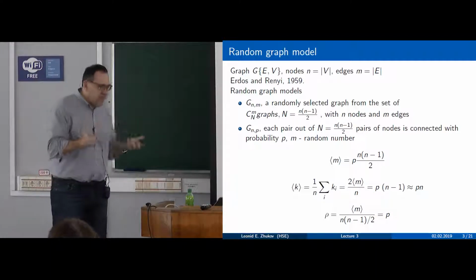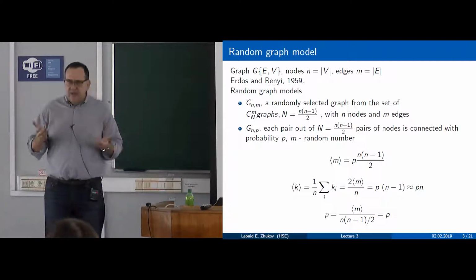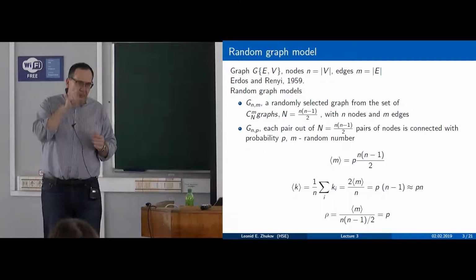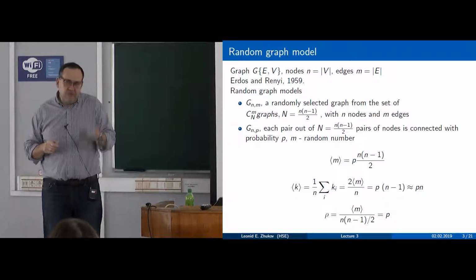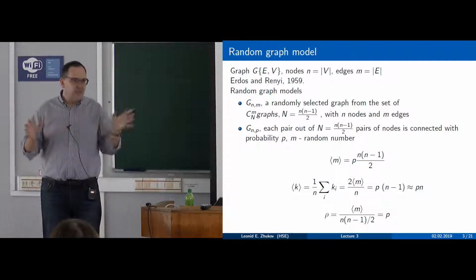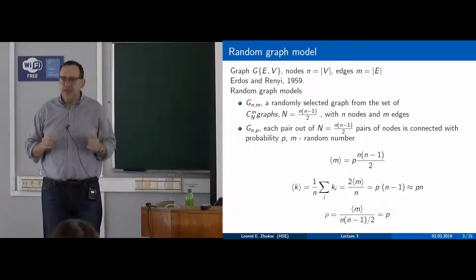Now, practically speaking, when you build this kind of graph, what you do is you just go through all the pairs, pair by pair by pair. For each pair, you literally flip a coin. Let's say if p is equal to 0.5, you flip a coin and decide whether they're connected or not.